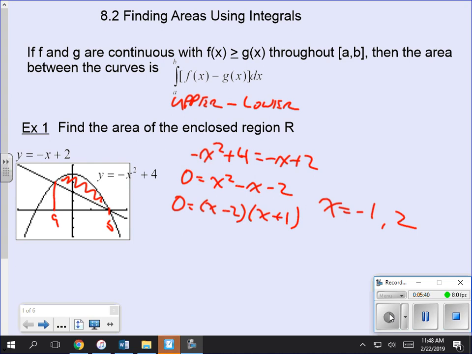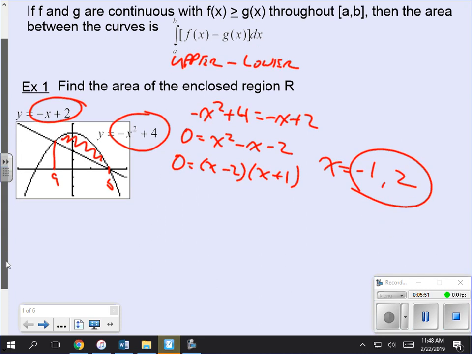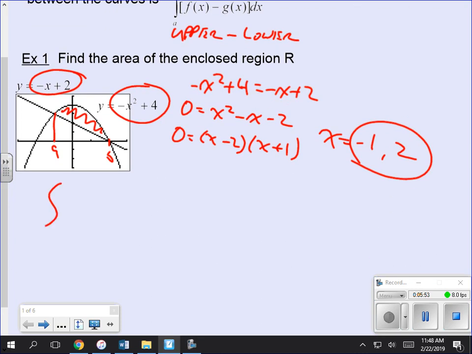So what do I have? I have my bounds. These are my bounds. I have my two equations. So I have to write my integral. So I have the integral from -1 to 2 of the upper curve, -x squared plus 4, minus the lower curve, -x plus 2, dx.